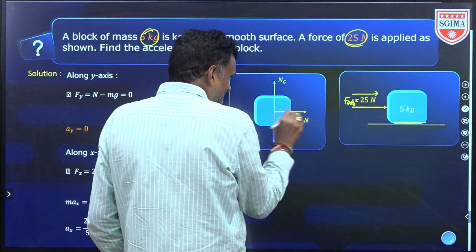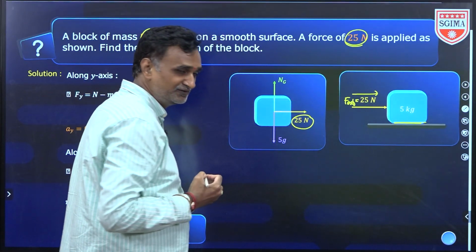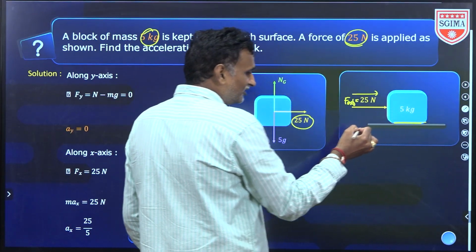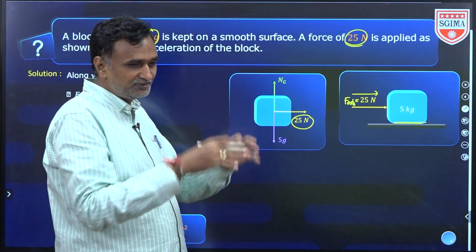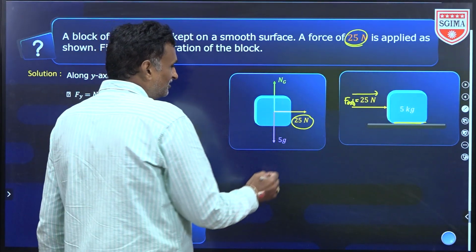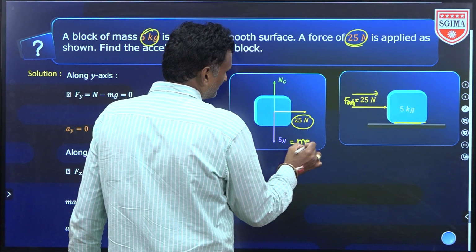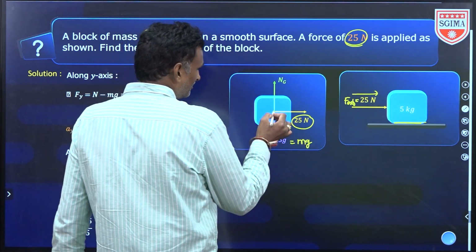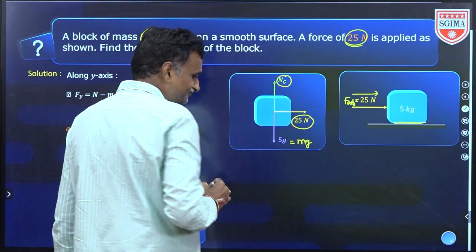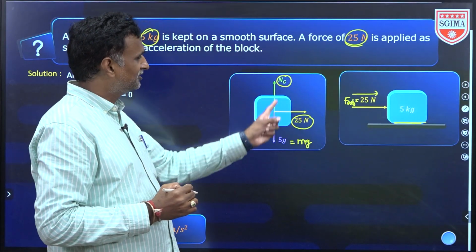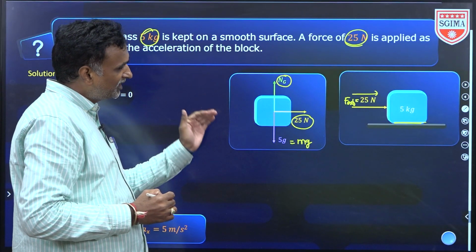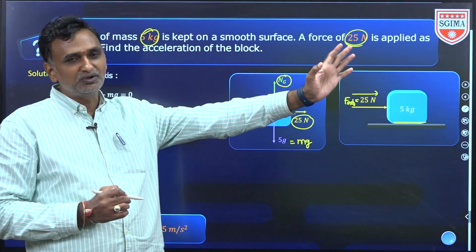There is a force acting on the right side whose magnitude is 25 newtons. The body is on the table. Its weight force acts vertically downward, which we write in the form of mg, through the center of mass. And vertically upward acts the normal force, the reaction force due to the ground surface. Now the block has a tendency to move forward.